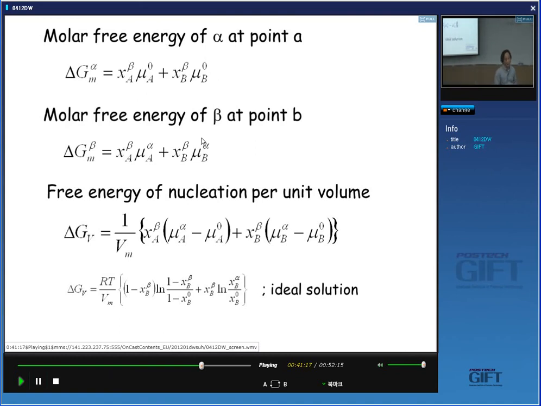and if we want to convert it based on the volume, the free energy change per unit volume, then we divide it by the molar volume. And when you put the chemical potential in an ideal solution, then the free energy driving force of the nucleation in an ideal solution can be given by this relationship. Okay?